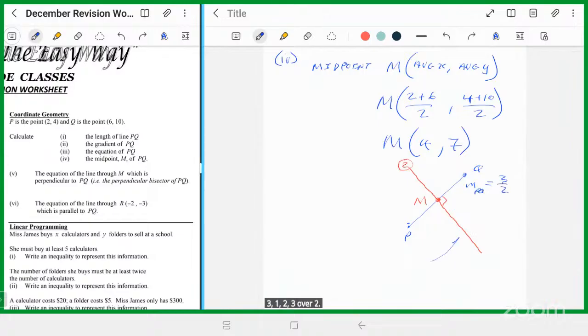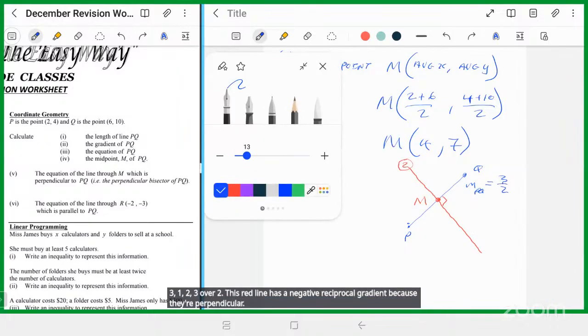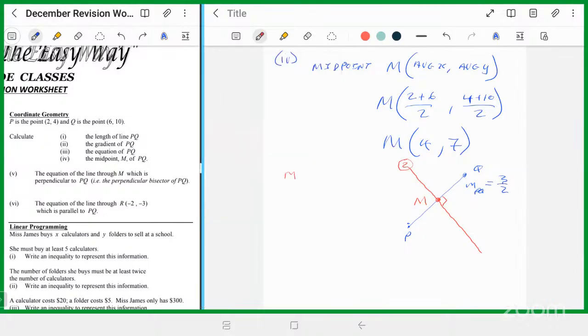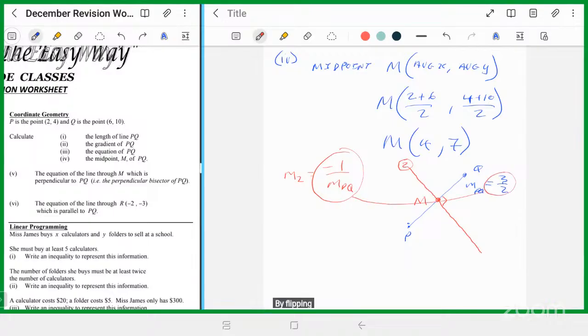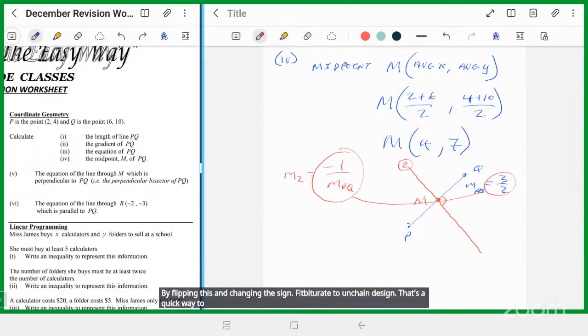This red line has a negative reciprocal gradient because they're perpendicular. So that's the part in red. The gradient of line 2, because it is perpendicular to PQ, is minus 1 over the gradient of PQ. That's what we call the negative reciprocal. Now this calculation can be done quickly by flipping this and changing the sign. Flip the 3 over 2 and change the sign. That's a quick way to do a perpendicular gradient.